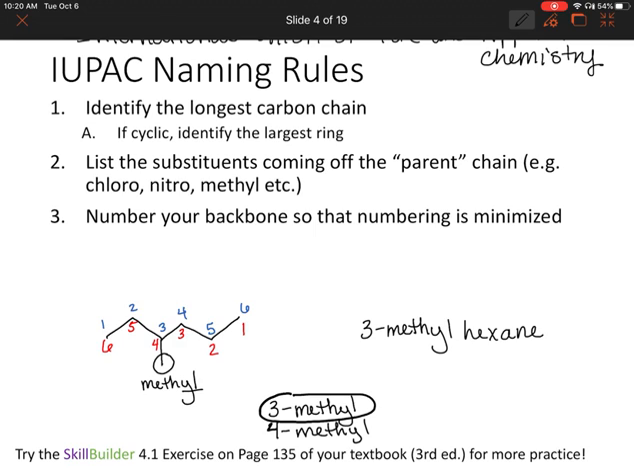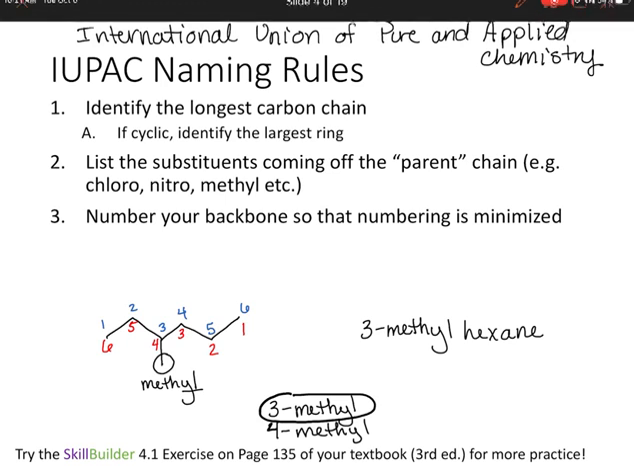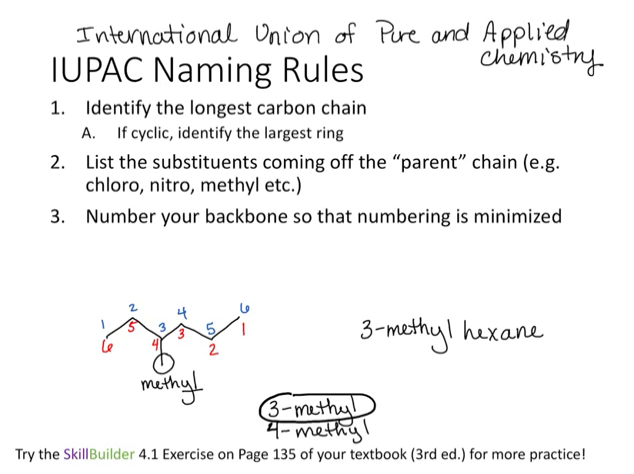Okay, so the name of this molecule is 3-methylhexane. So that would tell us that we have a methyl group on the third carbon in hexane. So we have 6 total carbons in our parent chain. Again, number 3 up above says number your backbone or your parent chain so that numbering is minimized.